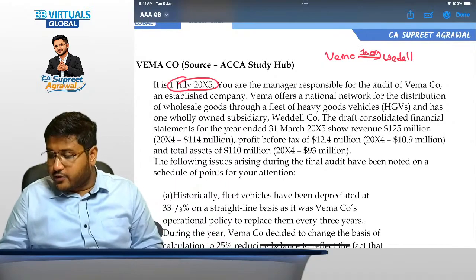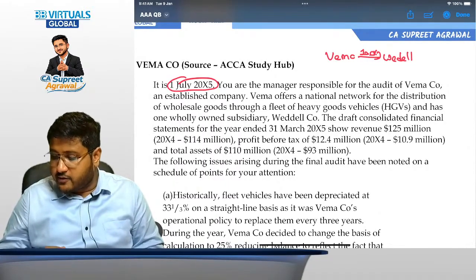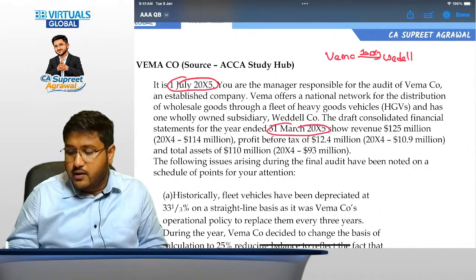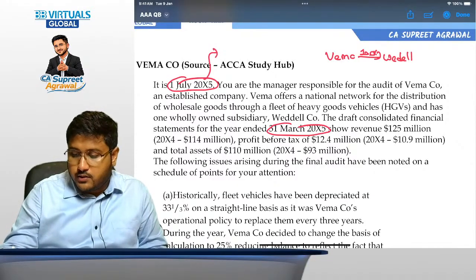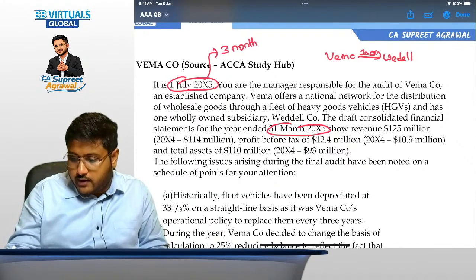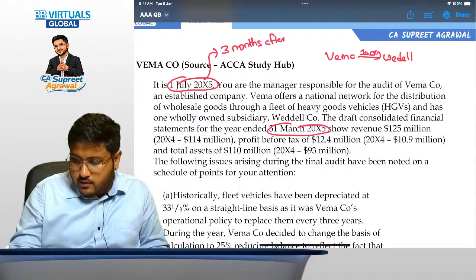Okay. The draft consolidated financial statement for the year ended 31st March 2025. This is there. So March, April, May, June. 3 months after year end.